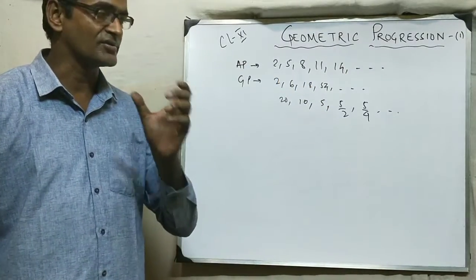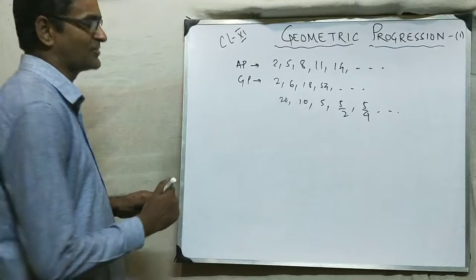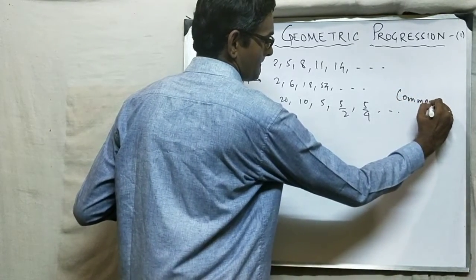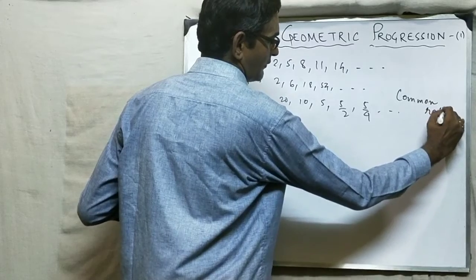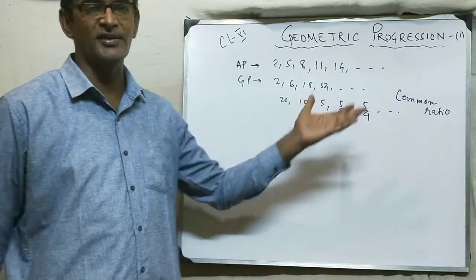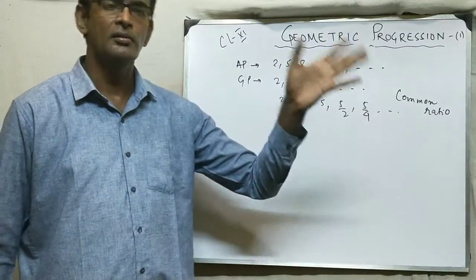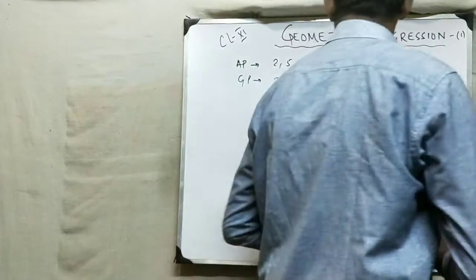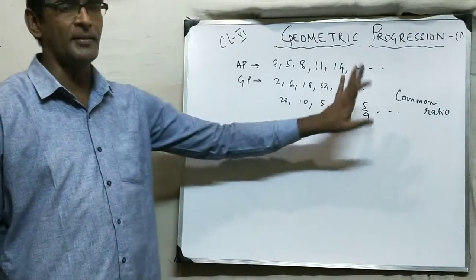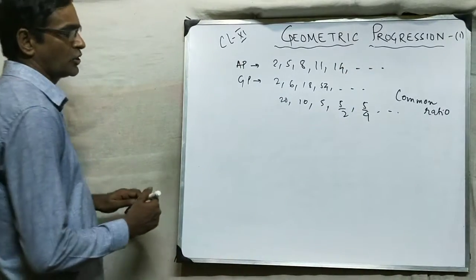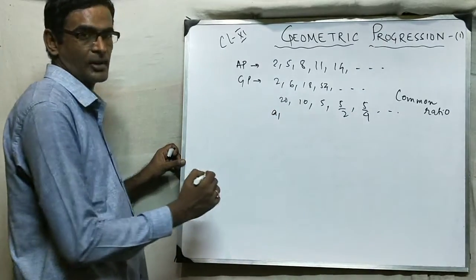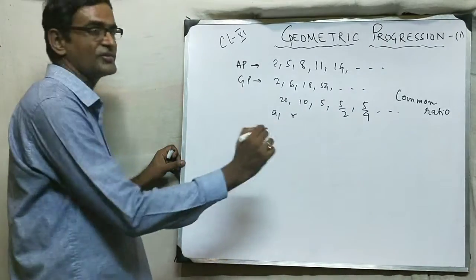And what is that certain number called? We call that certain number the common ratio. We have seen common difference in the previous part, and this is the common ratio. Okay, now pay attention. So this is all about the GP. In general, let us consider that A is the first term and the common ratio is R.